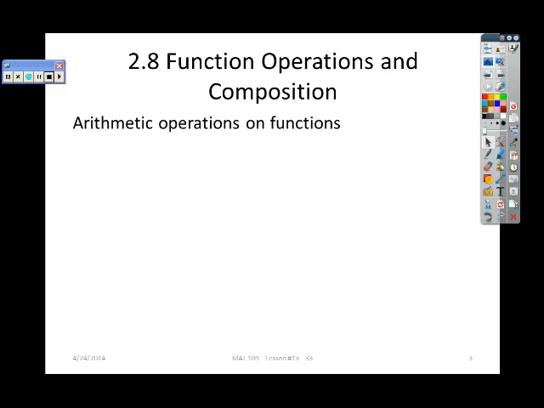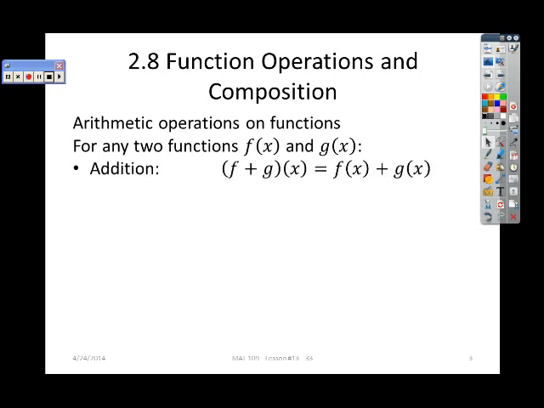What we're going to look at now is taking functions and doing some combinations of them mathematically. So first we're going to look at the arithmetic on the functions. We're going to add, subtract, multiply, and divide them. It's a very simple concept, very easy to work with. If you have two functions, let's call them f and g.